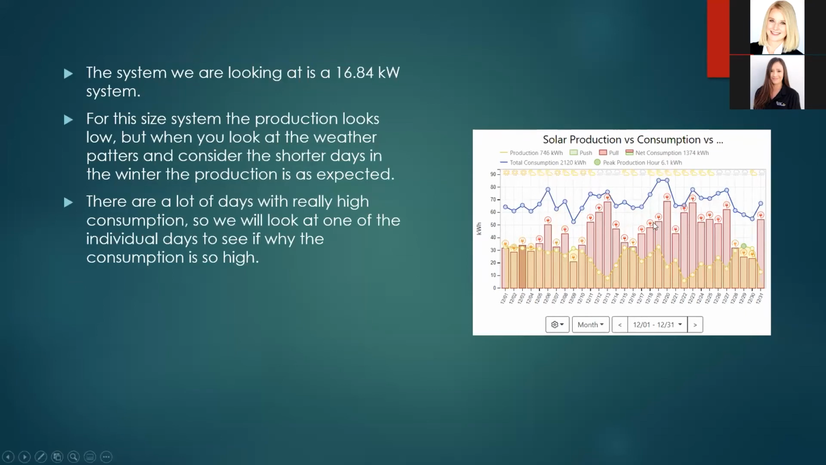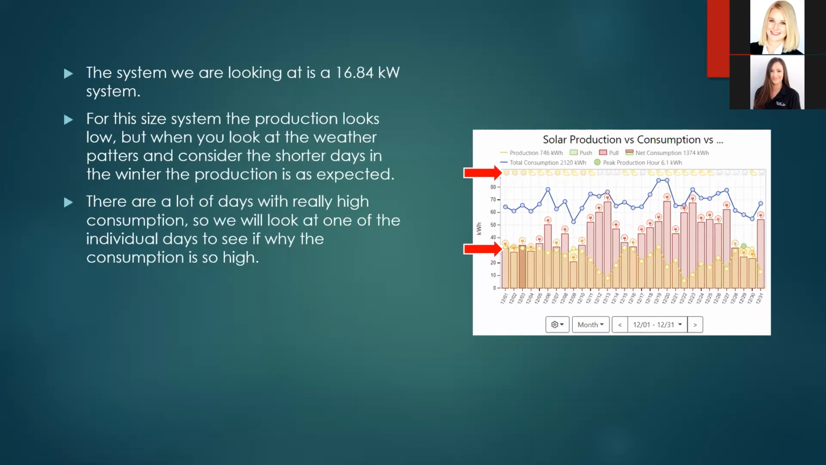Okay, so my system is a 16.84 kilowatt system. For the closer look, you can see the production is a little low, lower than what you would expect for a system of that size. However, when you take the weather into consideration, which is something you can also turn on in the gear icon, it makes sense that the production is lower because we have shorter days and there were a lot of overcast and rainy days during this month, which explains the lower production.